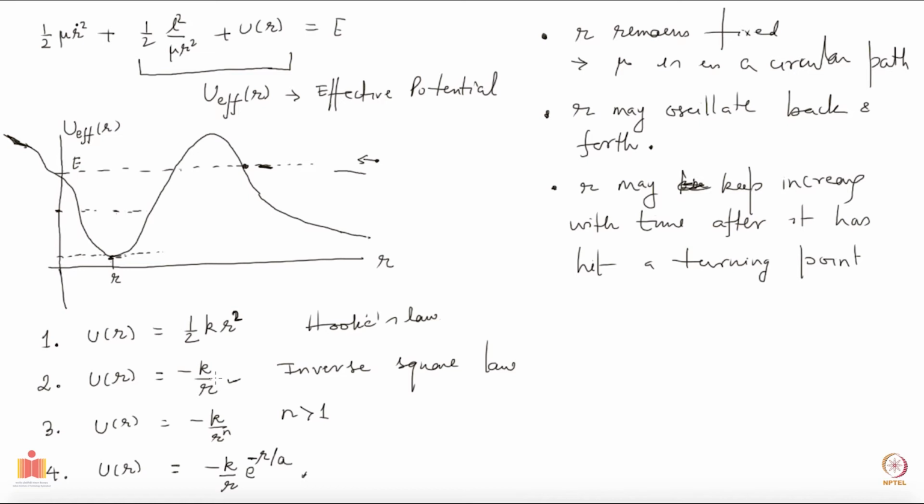Okay, so these are some of the examples of potential that are possible, and you can construct any combination of these and several others. You can create a central potential which has maximum and minima also. So there are lots of possibilities.